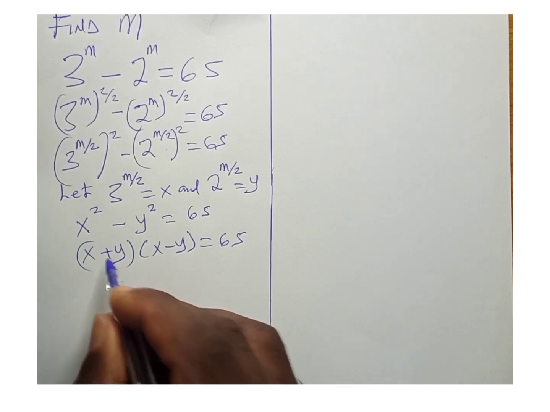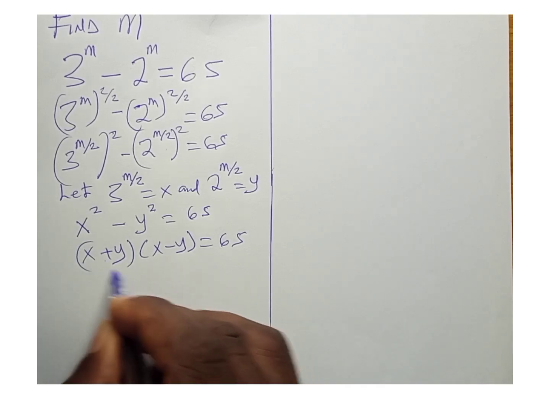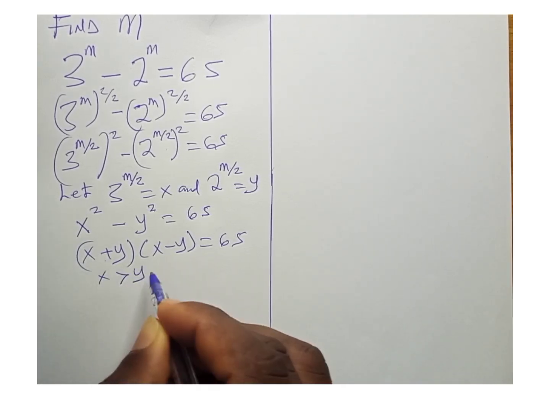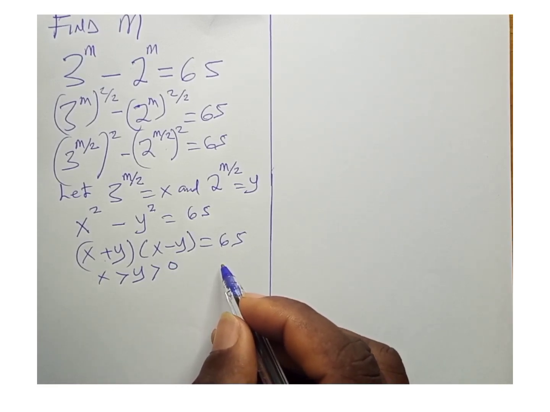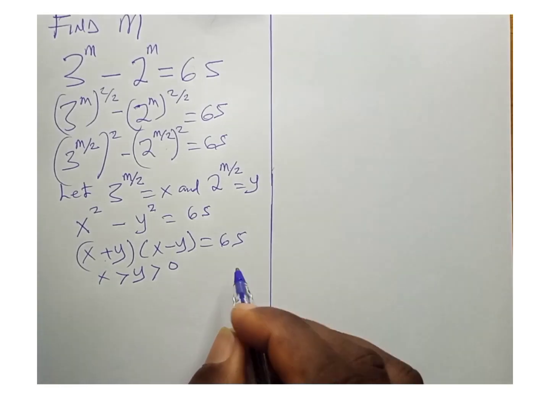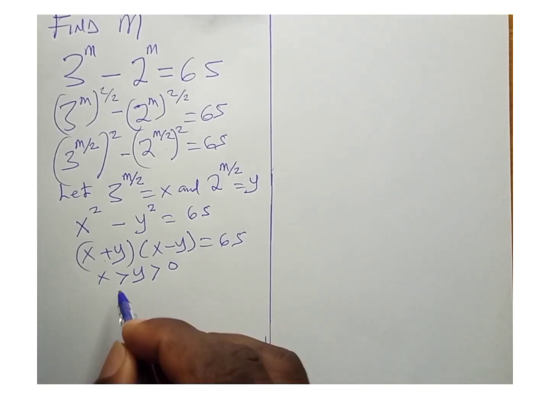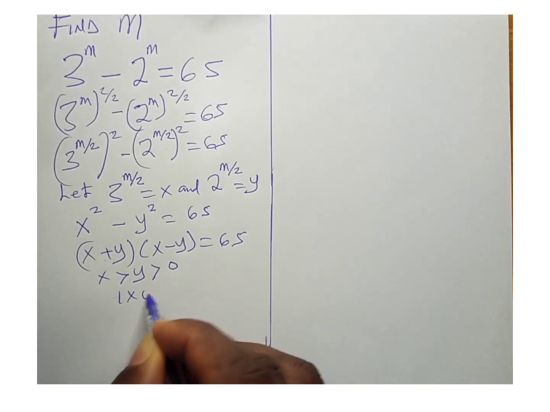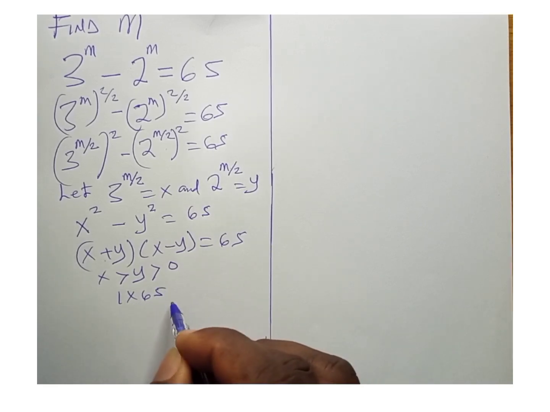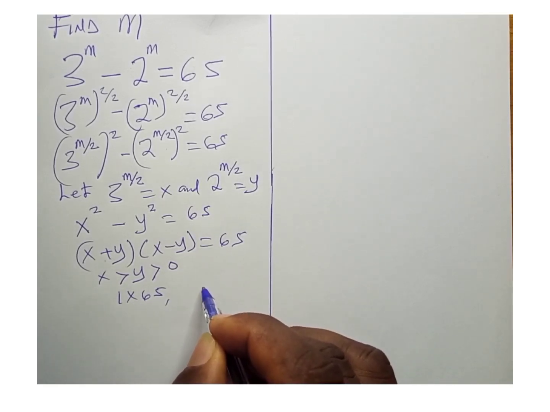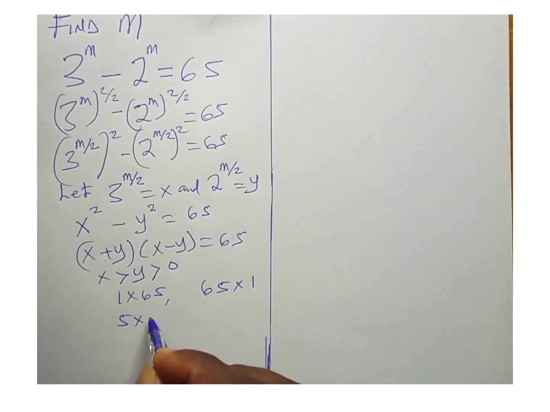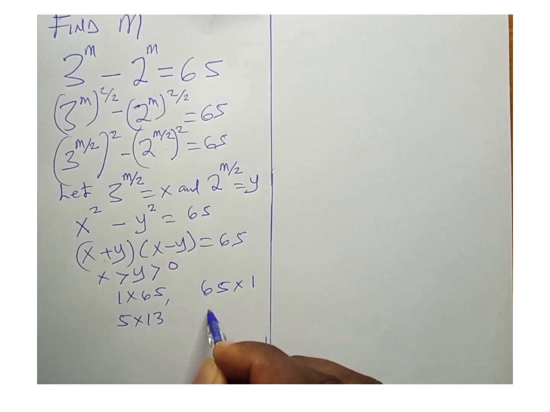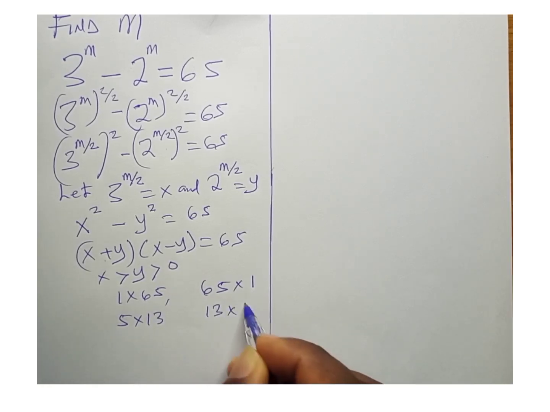So if that be the case now, 65 is a positive number, and this is a positive number. So from what we have here, x is greater than y is greater than 0. We can find the factors of 65. And the factors of 65, we can have something like 1 times 65. We can have 65 times 1. We can have 5 times 13. We can also have 13 times 5.